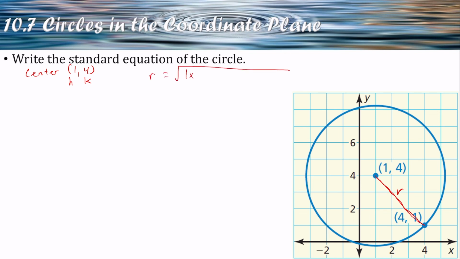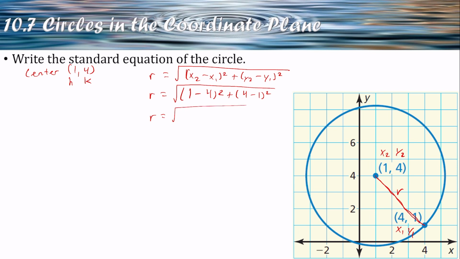Remember, the distance formula is the square root of (x2 - x1)² + (y2 - y1)². Let's call this one (x1, y1), and this one (x2, y2). So that's a -3 squared and a 3 squared. So that's 9 plus 9, which is square root of 18.